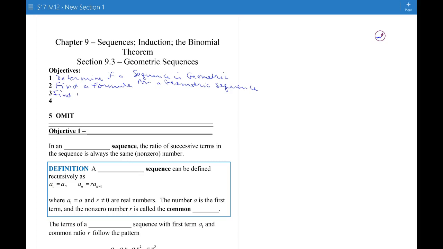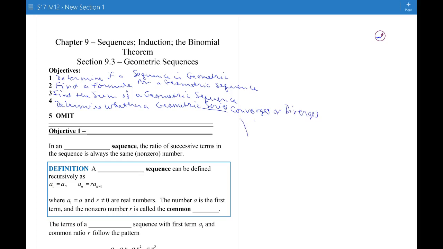Find the sum of a geometric sequence. And then the last thing is unique to the geometric sequence: we're going to determine whether a geometric series, so now this is a series where we're adding together the terms, converges. So that's going to be a new word we're going to learn, or diverges. Converges is a coming together. Diverges is a going away from. And then we're not going to do the fifth objective in the section. So we're first going to determine if a sequence is geometric.